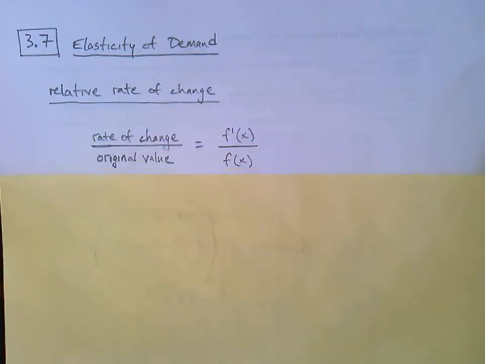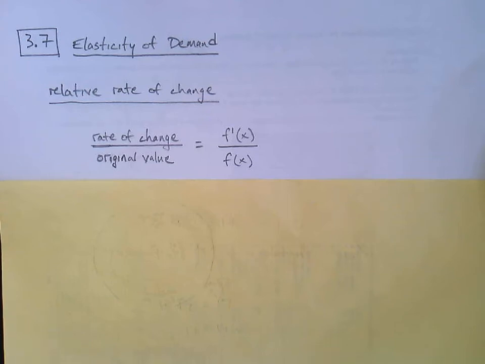It turns out this is an economics application, and it takes a little bit of building up. The first thing we're going to talk about is relative rate of change. You see how it's defined there. It's your rate of change divided by the original value.